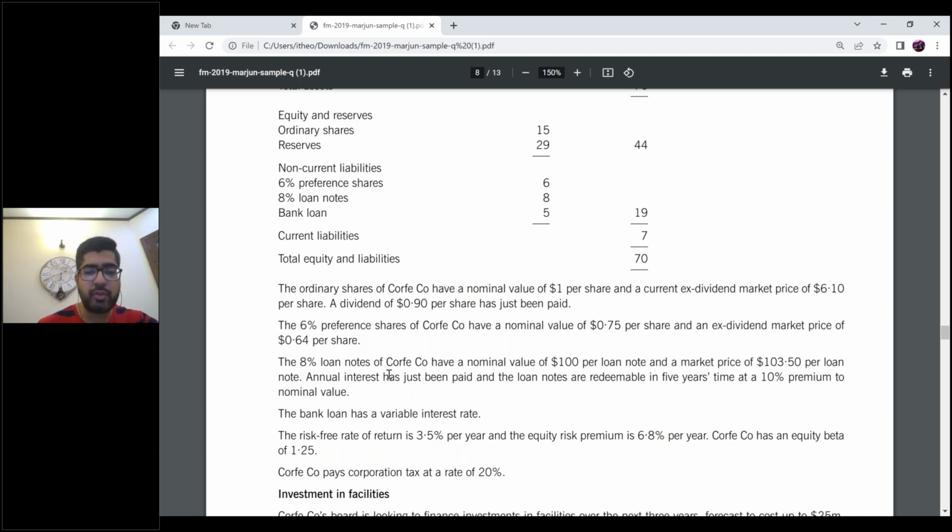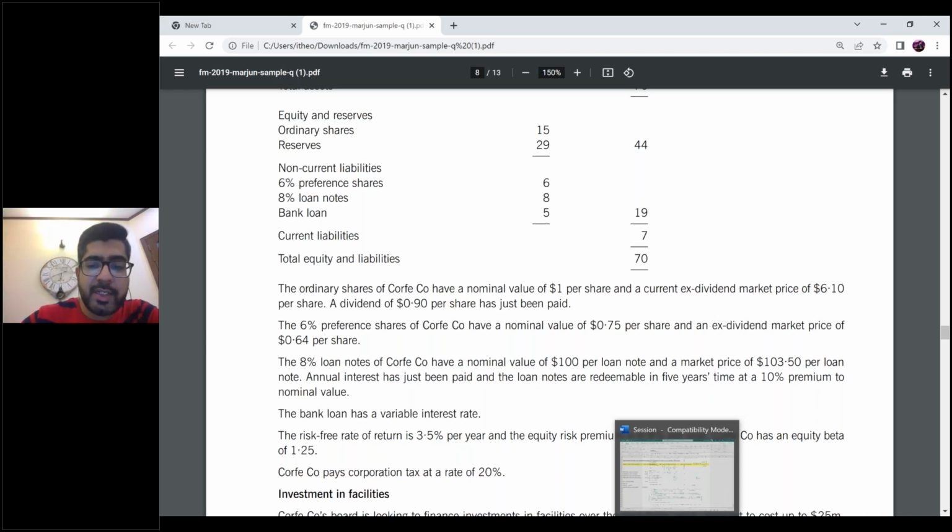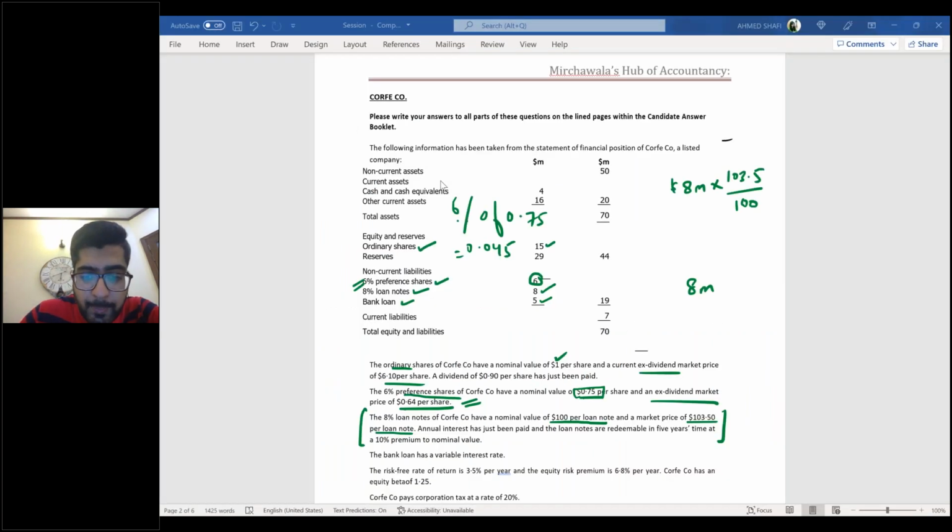So the last thing now I need to know is the cost of debt KD. For the cost of debt KD, I've told you if it's irredeemable, we apply a formula. If it's redeemable or convertible, IRR. It's clearly mentioned that loan notes are redeemable in 5 years. So when loan notes are redeemable, we use IRR approach. Interest is 8%. KB is not given, we will assume same as KD. So we will now apply the IRR approach.